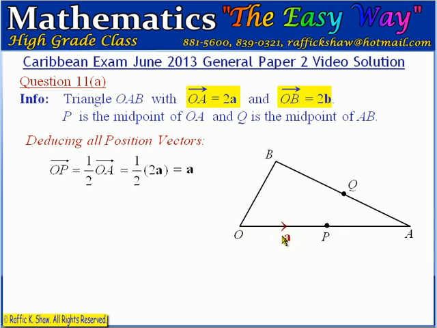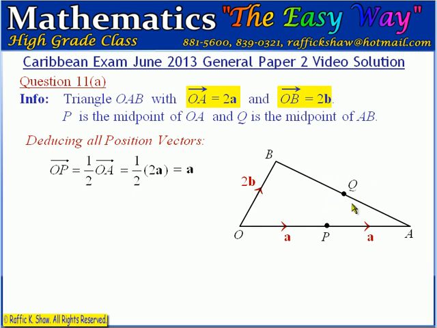The vector OP is a, and since vector OA is 2a, it means that the vector PA is also a. So OP, the position vector of P, is a, and the position vector of A is 2a. We are also told that the vector OB is 2b, so we can go ahead and show that vector on the diagram as well. Our vector OB is 2b.